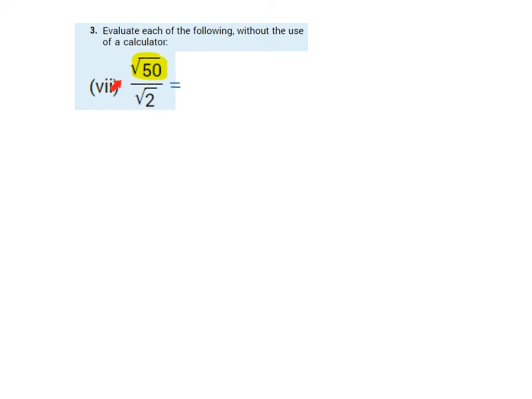Question 7. Root 50 over root 2. So root 2 cannot be factorised or simplified, but 50 has quite a few factor pairs. So again, we want to choose a factor pair that has a square number. So we go with 25 times 2, because 25 times 2 is 50. 25 is a square number. So root 50 we rewrite as root 25 root 2, and then our denominator root 2 just stays the same. So the square root of 25 is 5, and then we still have root 2 over root 2, which will cancel. So we're left with 5.